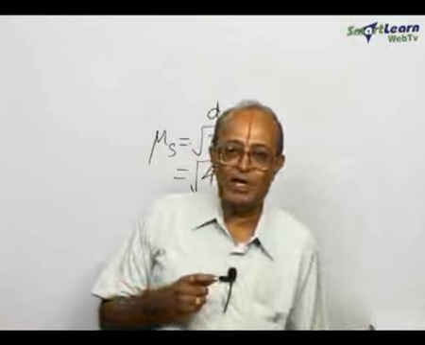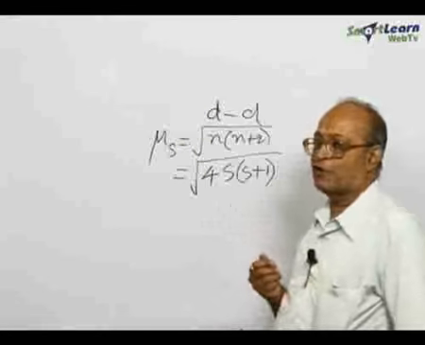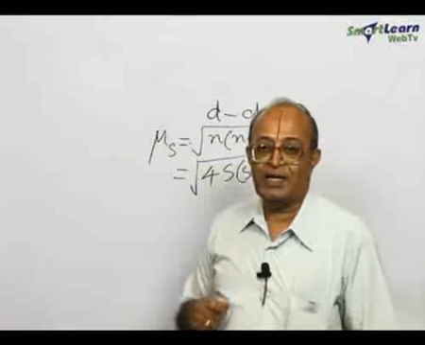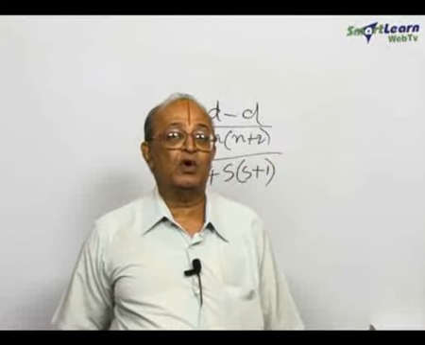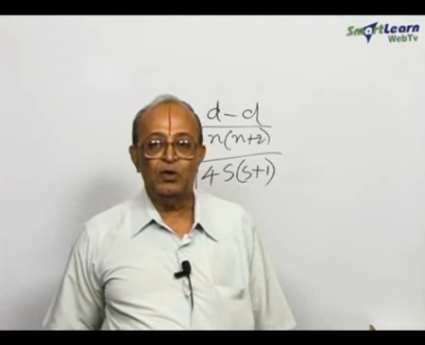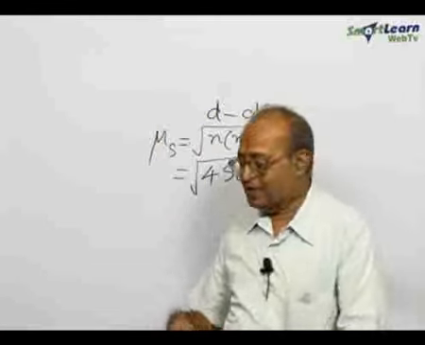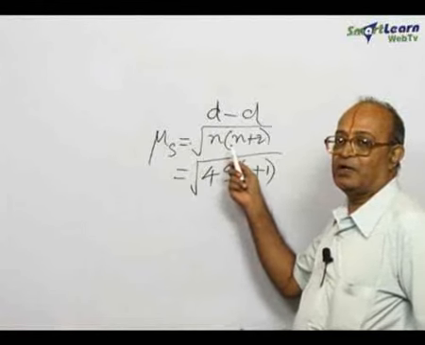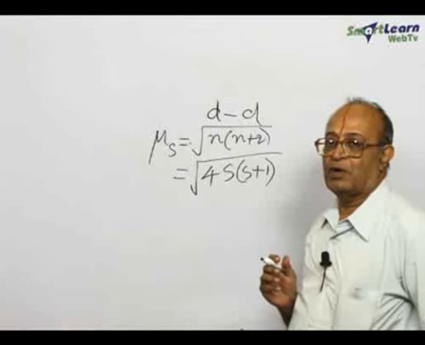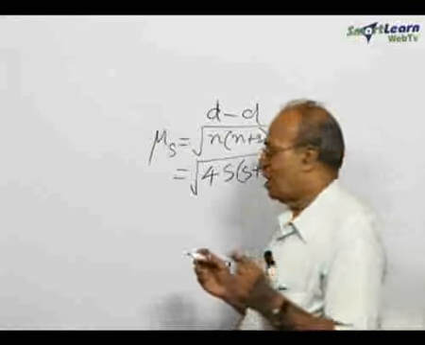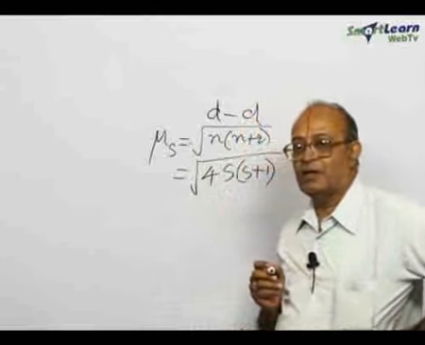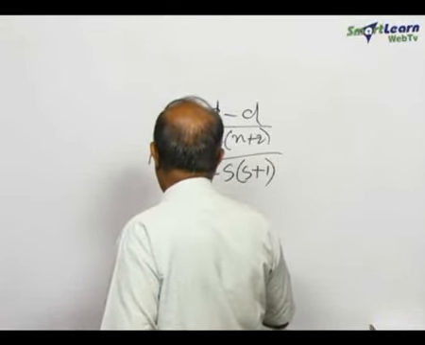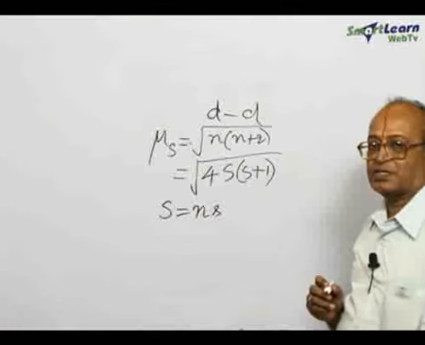Mu s, spin only magnetic moment, is equal to root of 4 into capital S into S plus 1, where capital S is known as the total spin. For example, from this root of 4S into S plus 1, you can get root of n into n plus 2. For each electron, the spin is said to be half.